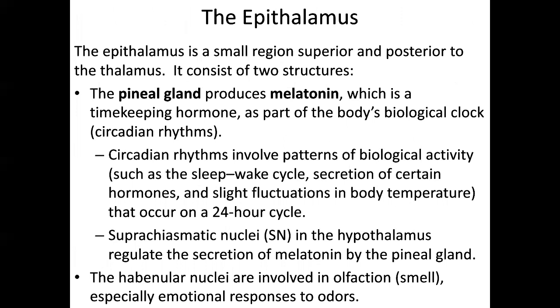Okay, your epithalamus, the final main structure of the diencephalon. It's a small region superior and posterior to the thalamus, and consists of two structures, the pineal gland and the habenular nuclei, I guess is how you pronounce that. But the pineal gland is kind of the major structure. It produces a chemical called melatonin. This is a timekeeping hormone that helps set your biological clock, your circadian rhythms.